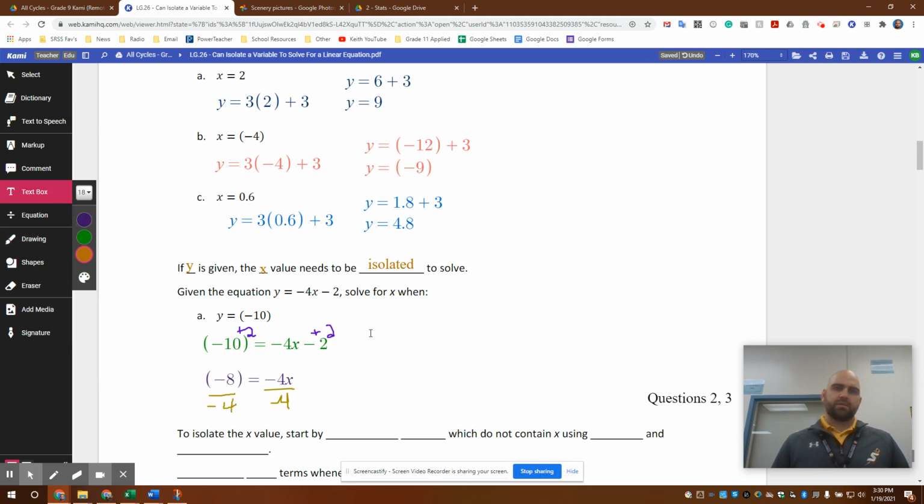And when we do that, this side, negative 8 divided by negative 4 is positive 2. The other side, negative 4 divided by negative 4 is 1, and so we're just left with 1x, and so x has to be 2 in order for this to work. So when x is 2, y is negative 10, or vice versa. Please work on questions 2 and 3, where you are plugging in a value and solving for that value.